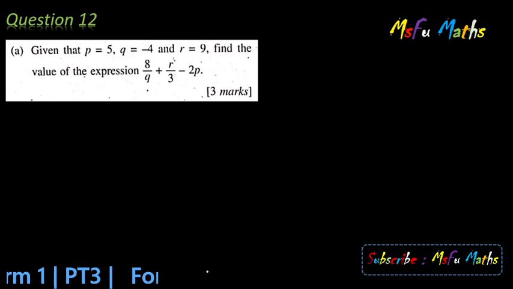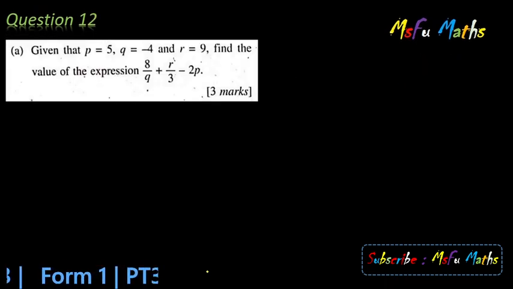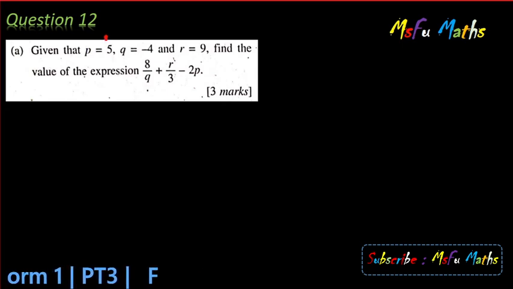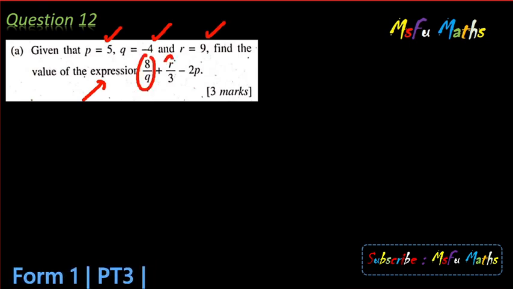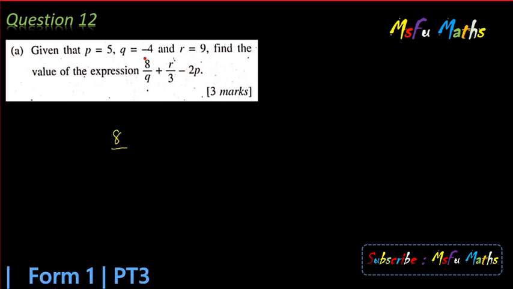Next. Oops, sorry. Number 12. Given that P is 5 and Q is -4 and R is 9. Find the value of this expression. We just substitute. Let's substitute again. Substitution is fun, you know. You just copy, and when it comes to Q and R, you just put in a bracket, right? So shouldn't be a problem, isn't it?